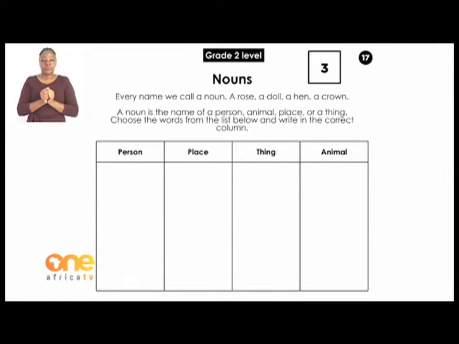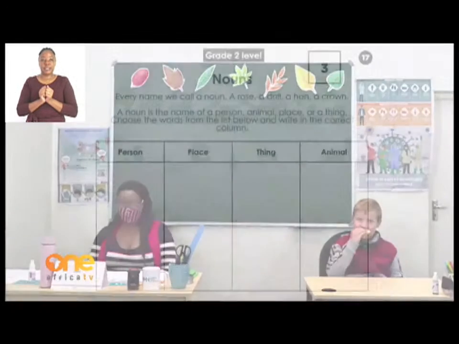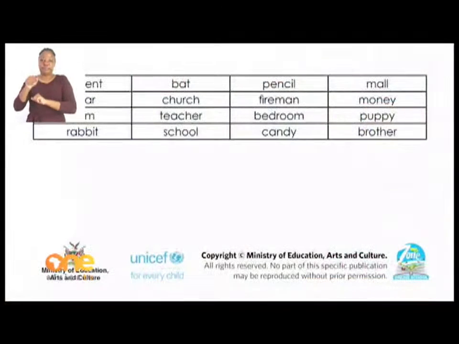Let's move on to the next word in the word box, bat. Now there are two types of bats, but I think the bat we are looking at is a creature. Now a creature can't be a person, a bat can't be a place, a bat can't really be a thing in this case, but a bat is an animal. So I'd like you to write the word bat in the column animal. Let's take a look at the next one.